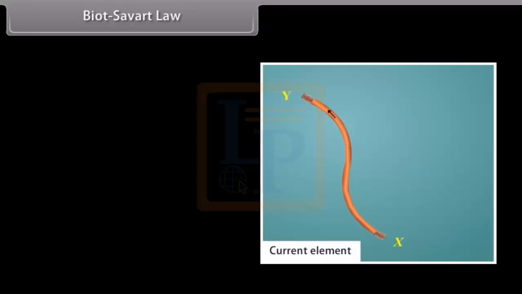Biot-Savart law. It is a mathematical description of the magnetic field at a point that arises from a current flowing through a current element.